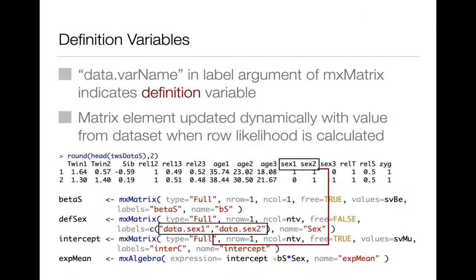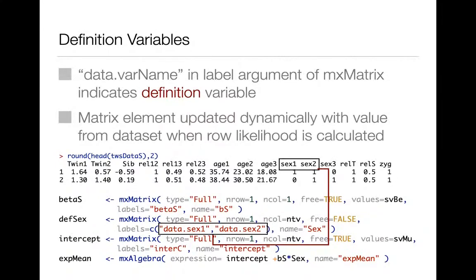Now we're going to add one additional thing to this basic twin model that allows us to take into account the potential effects of covariates, such as sex and age, which are typically included in the models. These would be included as covariates on the mean, and we do this by using definition variables. Definition variables are really cool, as they allow us to put the value of a particular data point into a matrix when it's being evaluated.